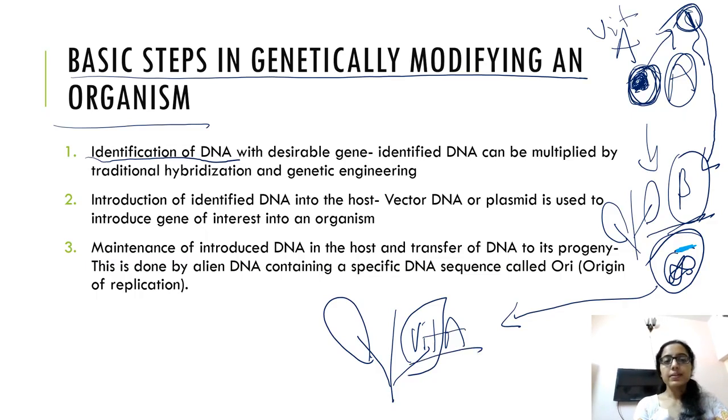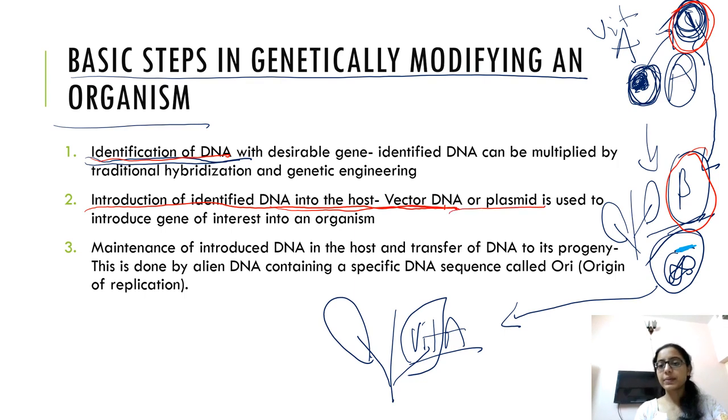So this is how we identify DNA. This is the identified DNA here. This gene we had identified as the desired characteristic. So first, we need to identify DNA with the desirable gene. Second, we need to introduce this identified gene into the host. Like here it is plant B. We have to introduce it into the host plant by using vector DNA or plasmid.